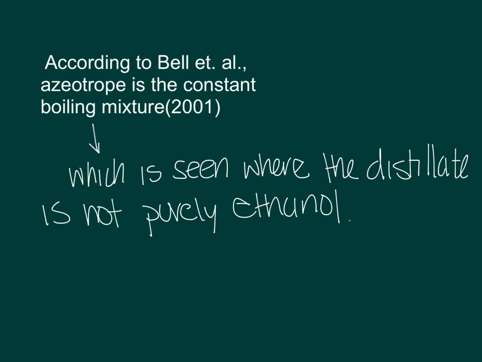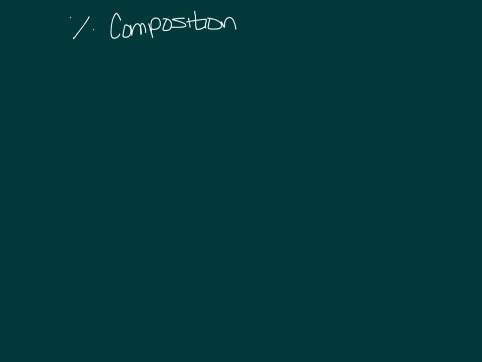According to Bell et al., an azeotrope is a constant boiling mixture, which is seen where the distillate is not purely ethanol. Like in simple distillation, there is no large separation of the components. However, in fractional distillation, as most of the pure ethanol is collected, we then have our azeotrope, where the composition is just of water and ethanol until it becomes pure water.